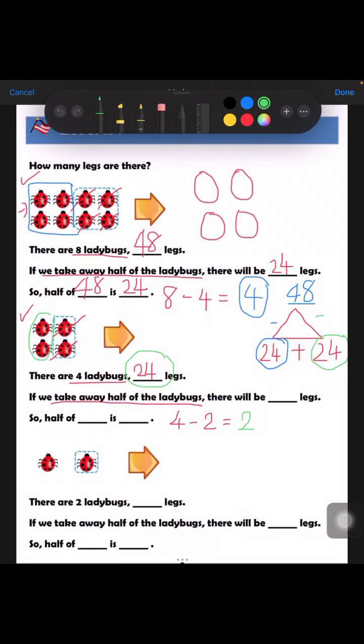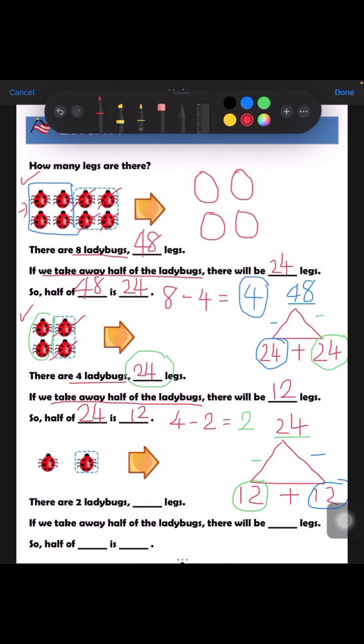Just now we used the abacus to find the half of 24. Do you still remember the answer? Yes, it's 12. So there will be 12 legs. And we write down the fact family. 12 plus 12 equals 24. So 24 minus 12 equals 12 too. So we know that a half of 24 is 12.